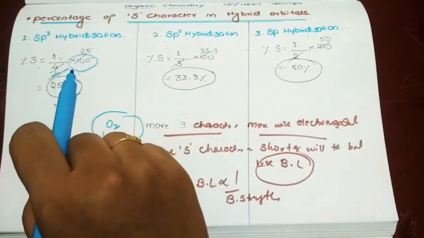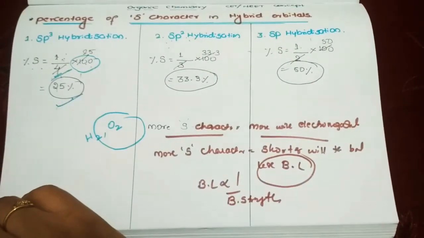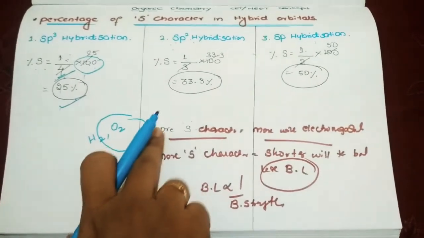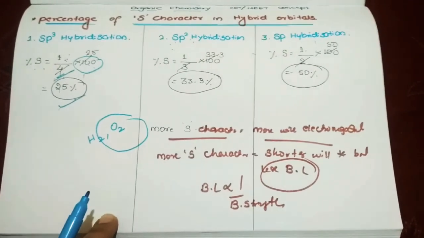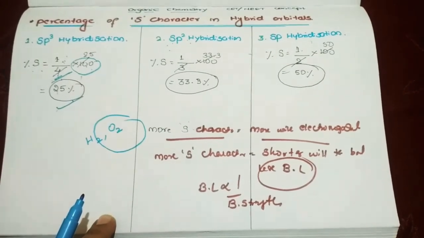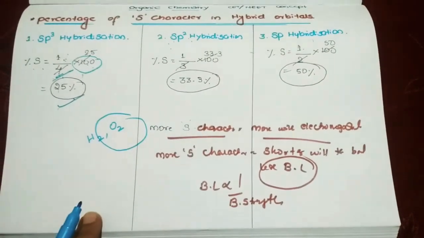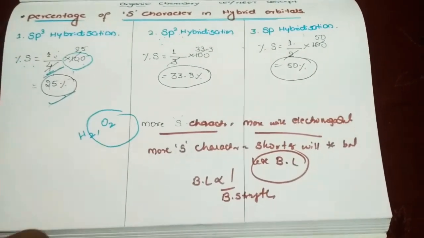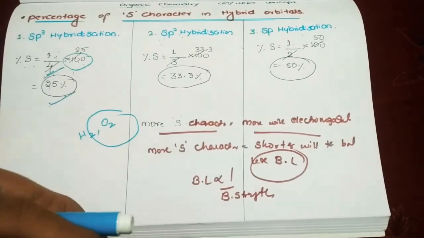So the greatest contribution from the S orbital is in sp hybridization. Now another point that you need to concentrate on is that the more the S character, the more will be the electronegativity. Among sp3, sp2 and sp hybridization, sp will have the most S character, that is 50%. So more the S character, more will be the electronegativity, meaning sp hybridized orbitals, or the molecules which have sp hybridization, will be highly electronegative in nature.